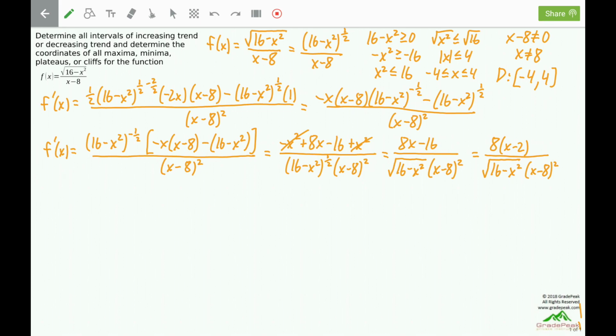All powers are positive, and everything is fully factored, so we can now set the numerator equal to 0 and the denominator equal to 0 and solve for all x's. Starting with the numerator, we can divide both sides by 8. We can add 2 to both sides, and x equals 2. Now the denominator, which is made up of 2 factors, equals 0. We can set each factor individually equal to 0.